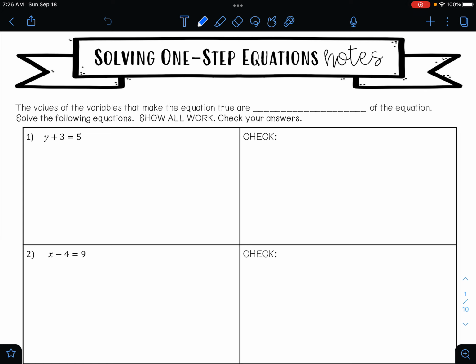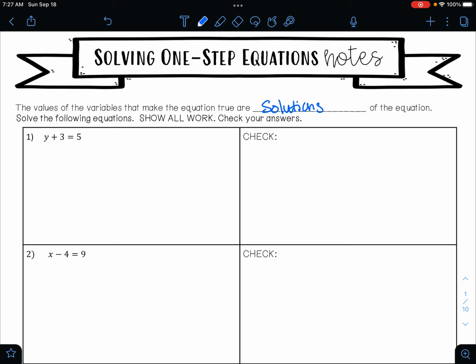In this video, we're going to be learning how to solve one-step equations. The values of the variables that make an equation true are solutions of the equation. Solve the following equations, show all work, and check your answers.